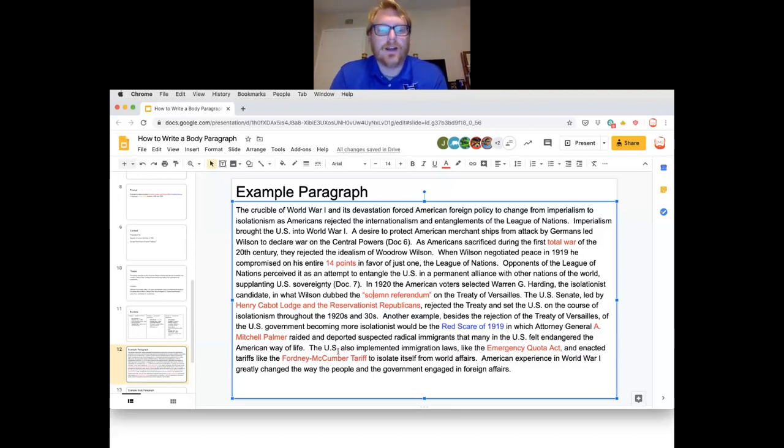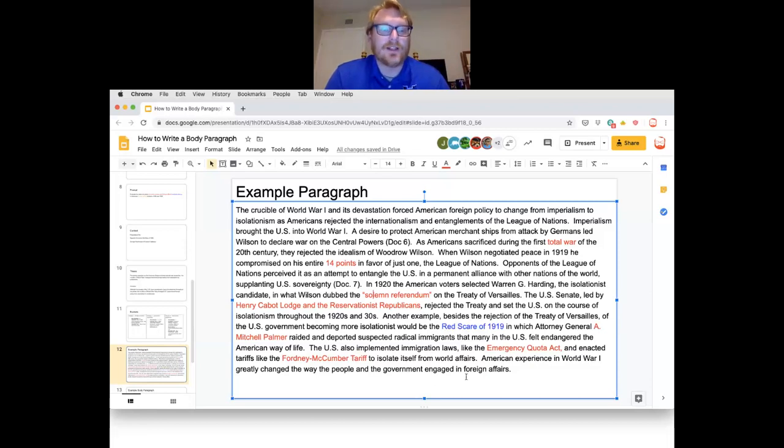The U.S. Senate, led by Henry Cabot Lodge and the Reservationist Republicans, rejected the treaty and set the U.S. on the course of isolationism throughout the 1920s and 30s. Another example, besides the rejection of the Treaty of Versailles, of the U.S. government becoming more isolationist would be the Red Scare of 1919, in which Attorney General A. Mitchell Palmer raided and deported suspected radicals. And then you have the Quota Act and the Fordney-McCumber Tariff. So I've given quite a bit of outside evidence as well.